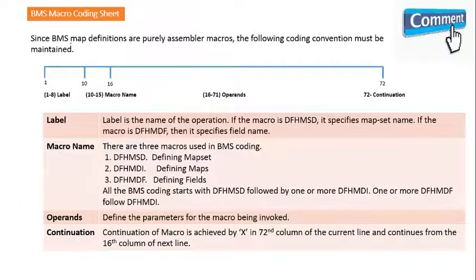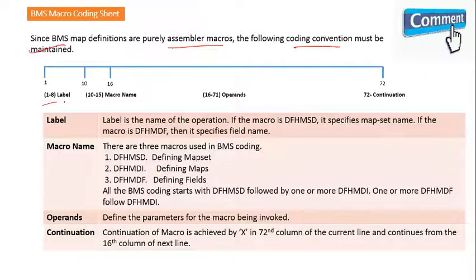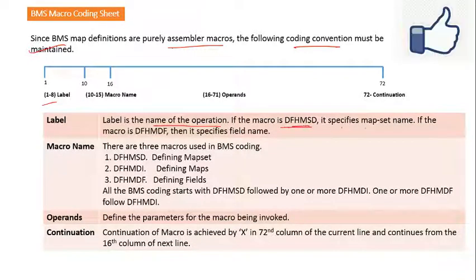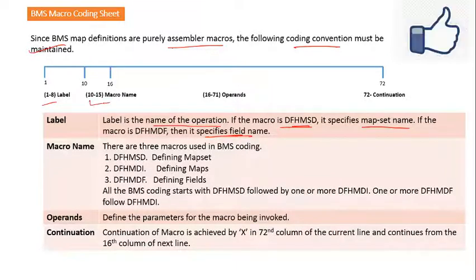BMS macro coding sheet. Since BMS map definitions are purely assembler macros, the following coding convention must be maintained. From the first to the 8th column there will be a label, and the label is the name of the operation. If the macro is DFHMSD, it specifies the map set name. If the macro is DFHMDF, then it specifies the field name. And the macro name will be from the 10th column to the 15th column.